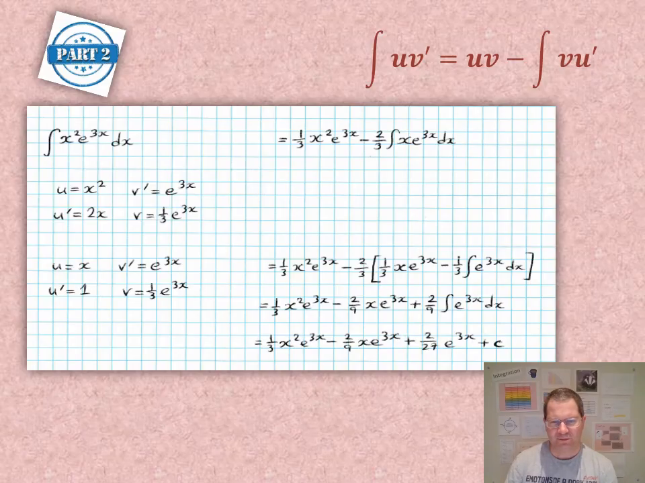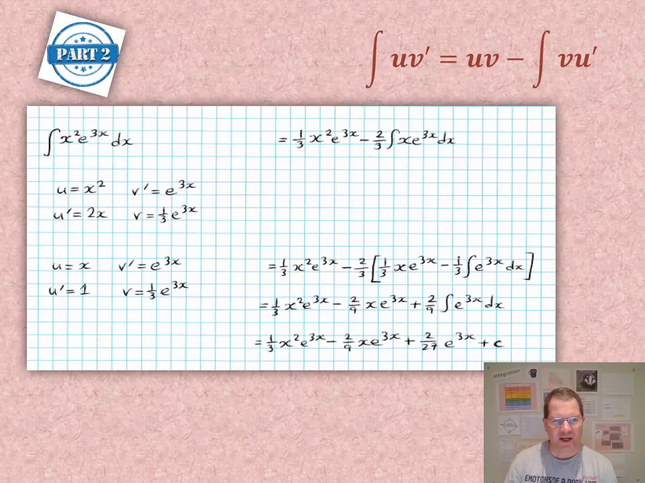So on the next line, again, we've got our first term of 1/3 x squared e to the 3x. We don't have to integrate the next bit, so I've just done 2/3 times a third, which is 2/9. So we've got minus 2/9 x e to the 3x. And then again, 2/3 times a third is 2/9, but we've got two minuses making a plus. So 2/9 of the integral of e to the 3x dx. And since the integral of e to the 3x is 1/3 e to the 3x, we get 2/9 times a third, which is 2/27 e to the 3x plus c.